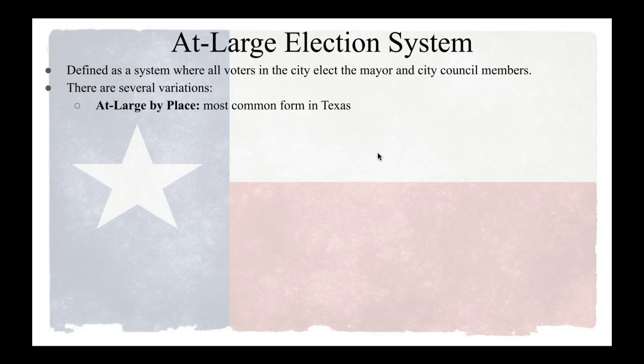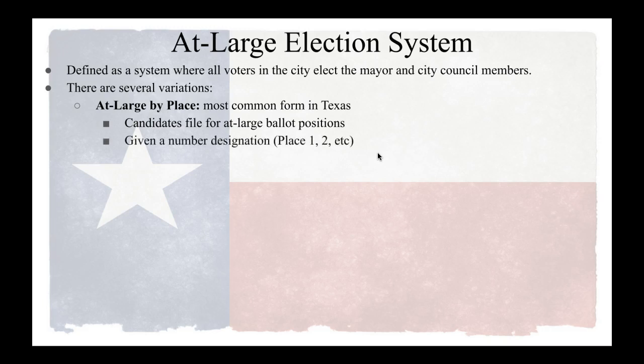elect individuals at large by place, which is the most common type of form used in Texas. And in this type of system, candidates will file for at-large ballot positions. So you file for a position and you are elected at large, and you're given a number designation, place 1, place 2, etc. And voters cast one vote for each at-large ballot position. And the candidate with the majority is elected to that place on the city council.